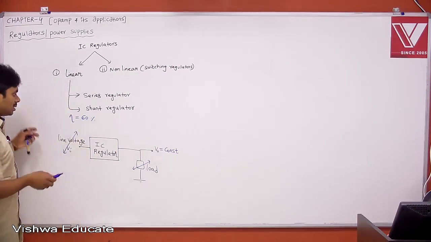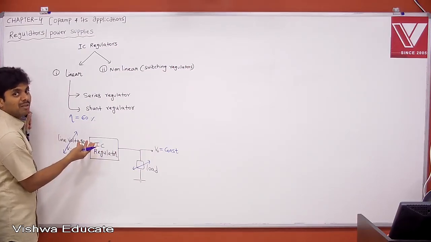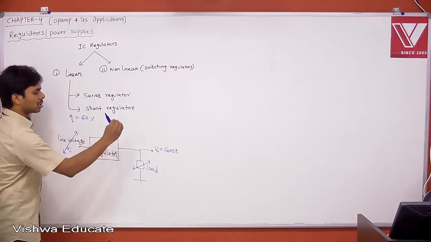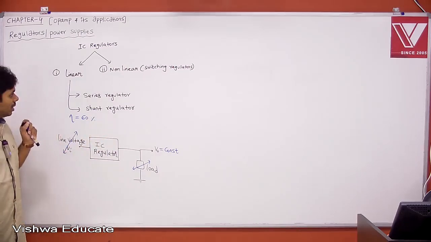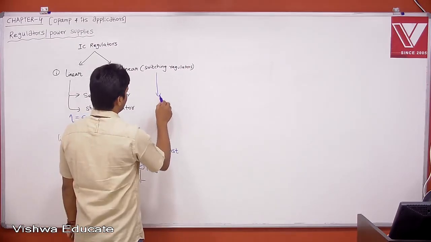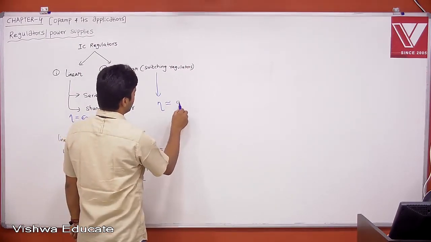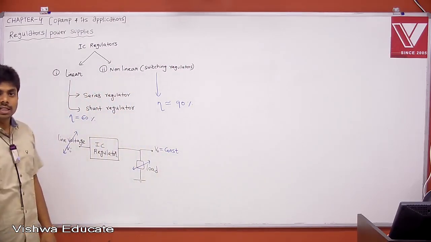But what is the advantage? Efficiency 60%, 40% power loss. But what is the advantage? You get a constant output voltage, a clean power supply. But in the case of non-linear regulators, your efficiency will be close to 90%.